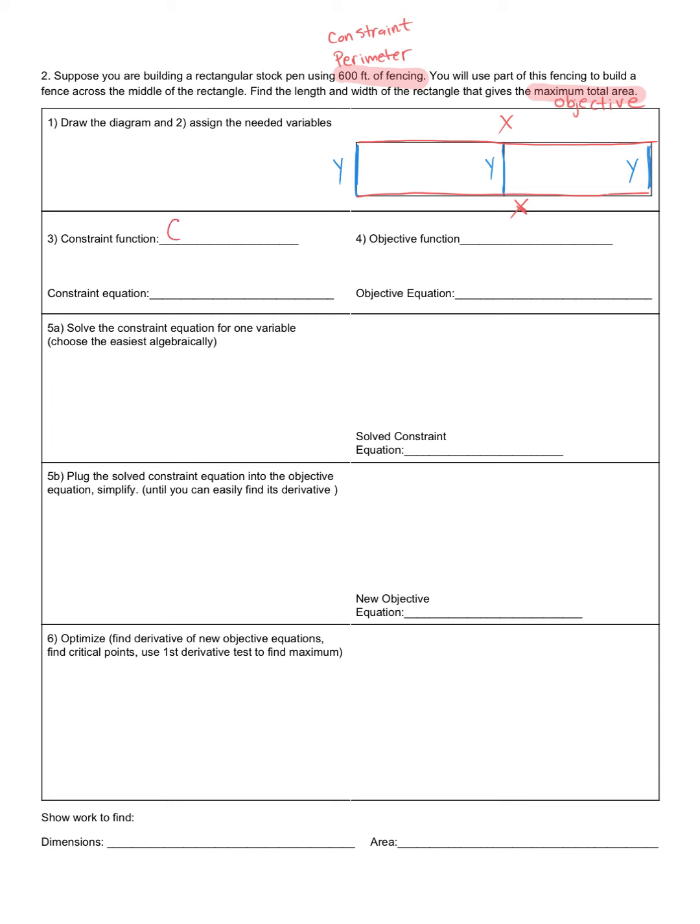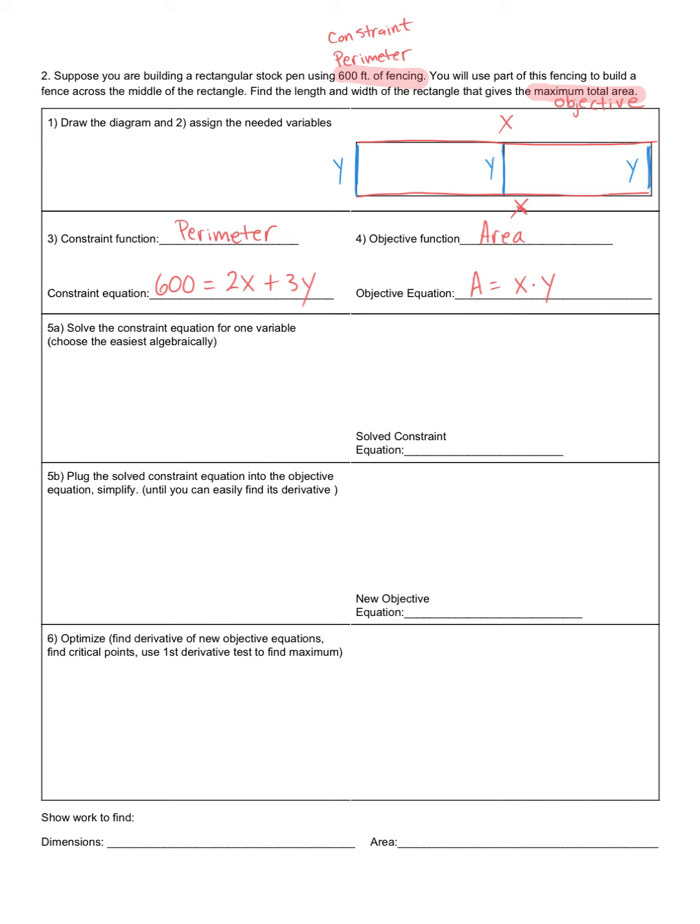Our constraint function we talked about is perimeter. The equation for the perimeter of this particular picture up here: our perimeter is equal to 600. That's given to us. And we have 2 x's plus 3 y's. Okay, our objective function we talked about is area, and the formula for the area of a rectangle is x times y. So we are going to take the constraint equation right here and we're going to solve it for a variable, x or y.